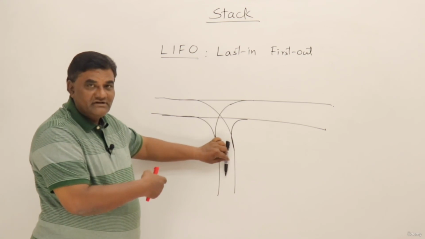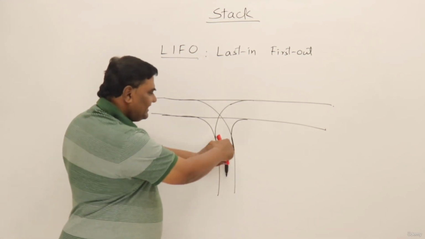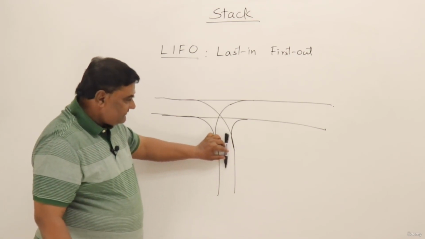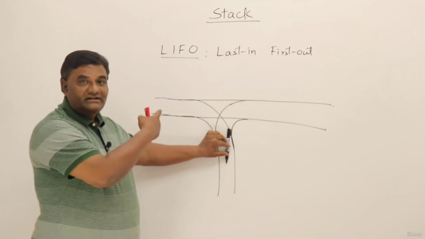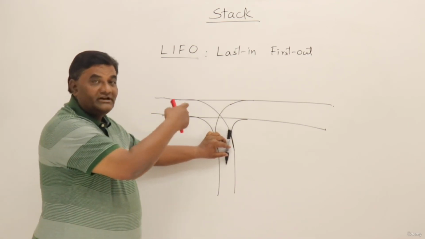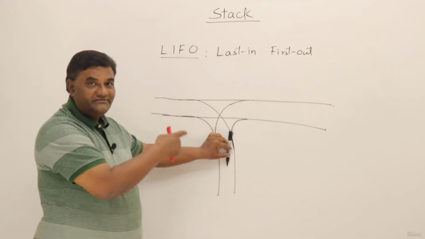Engine entered first. And the last cabin, suppose the last cabin, that was inserted at last. Now when I take out from this one, so who is coming out first? That last cabin. Then when the engine will come out? At the last. So who will come out first? The last cabin that was inserted will come out first.